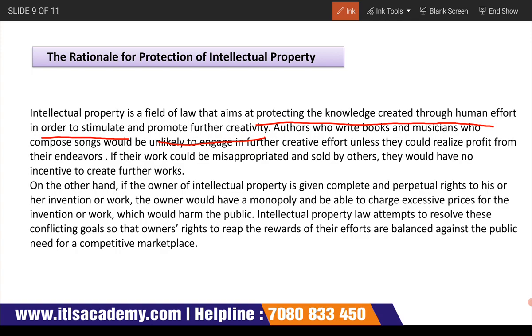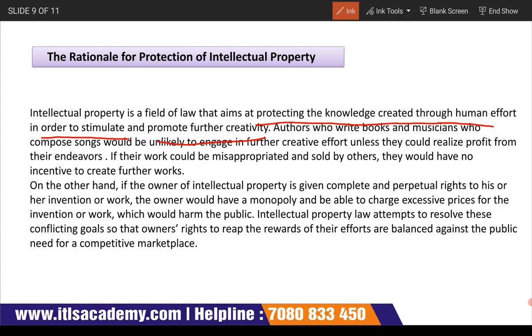On the other hand, if the owner of the intellectual property is given a complete and perpetual right to his or her invention or work, the owner would have a monopoly and be able to charge excessive prices for the invention or work, which would harm the public. Intellectual property law attempts to resolve these conflicting goals so that the owner's right to reap the rewards of their efforts is balanced against the public need for a competitive marketplace.